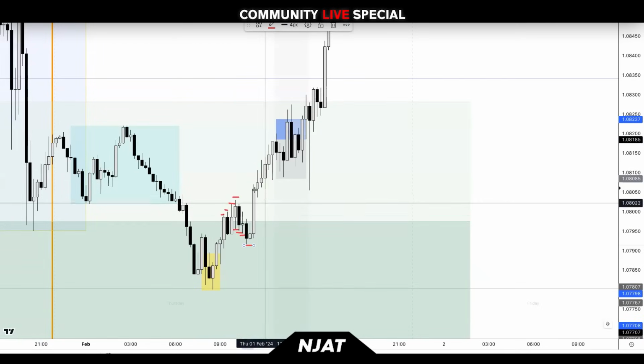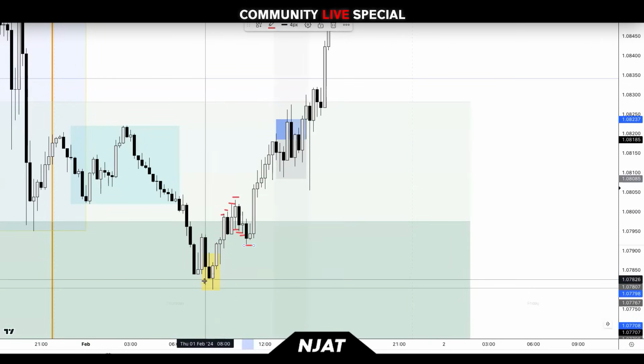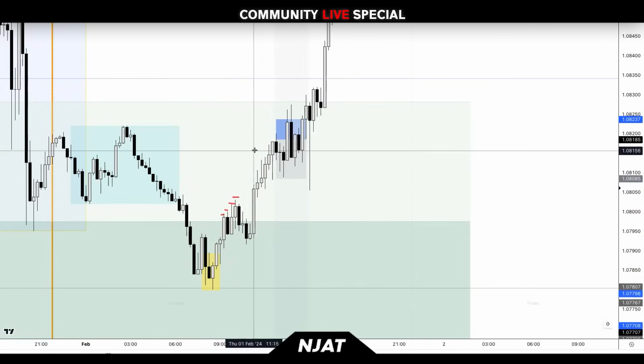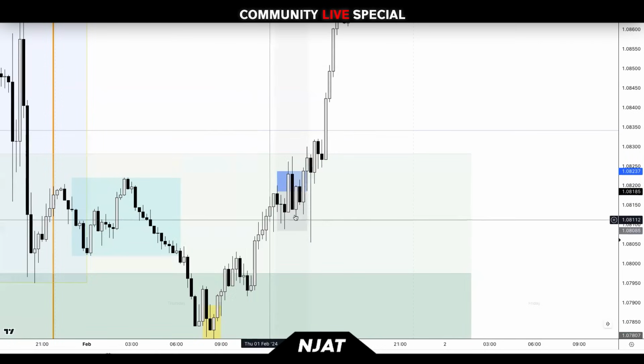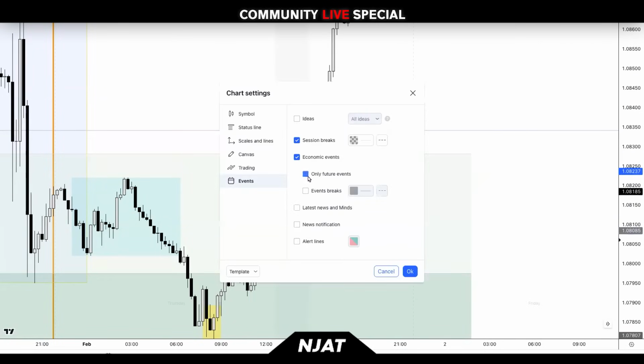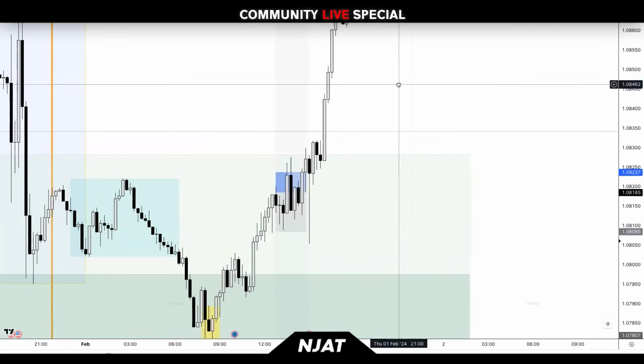So price has not invalidated it, hasn't moved into a sideways range. This is one move up, this is one move down, and a continuation. So market open, this was a buy continuation for me. Let's put this back on so you guys can see the news events.